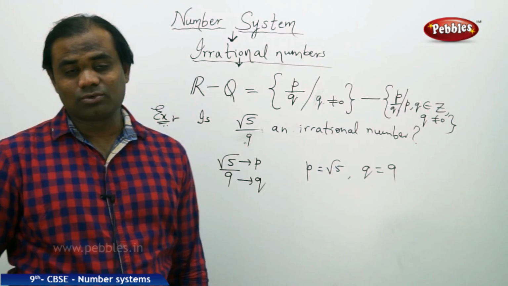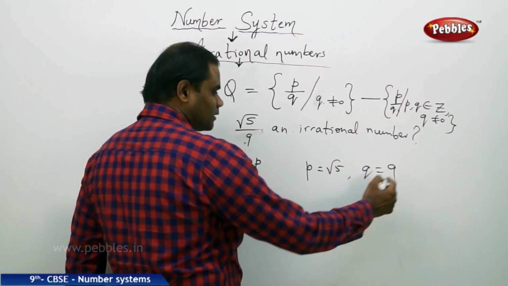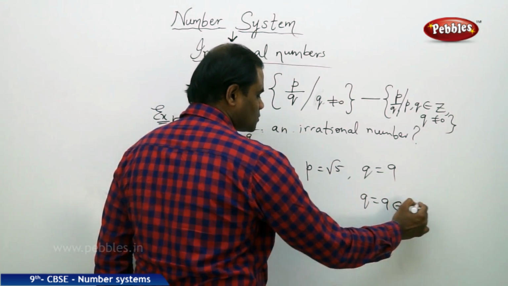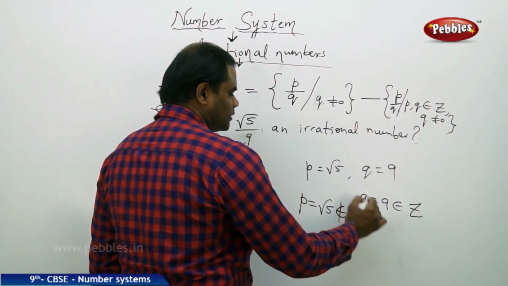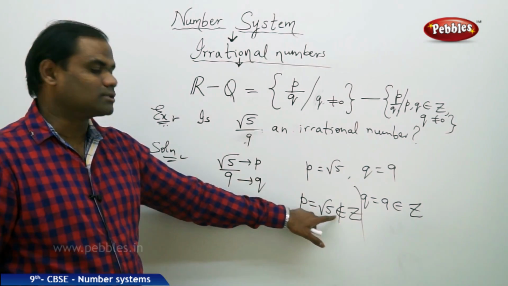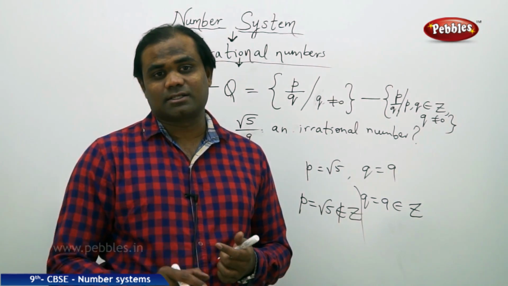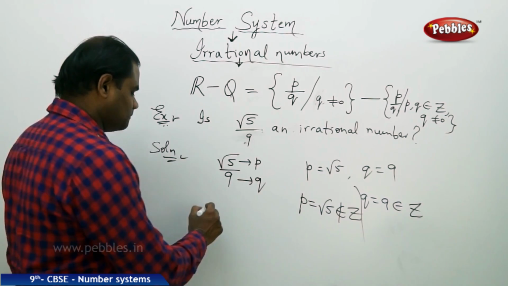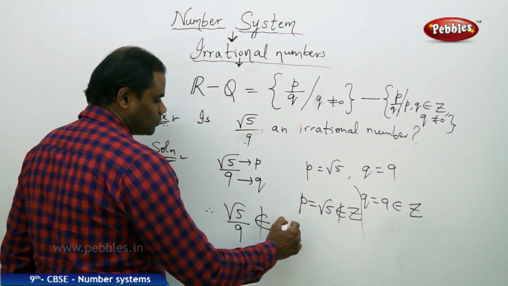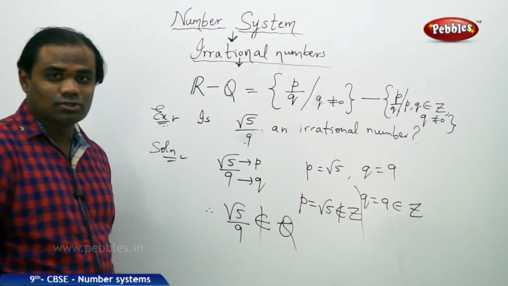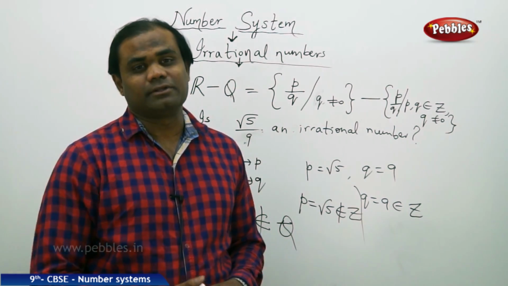So let me put this to the two tests of the rational numbers. With test number 1, I clearly identify that q equal to 9 belongs to Z, but p equal to root 5 cannot be an integer. Therefore, my p equal to root 5 does not belong to Z. Therefore, this number root 5 over 9 fails the first test for a rational number. And therefore, root 5 over 9 does not belong to Q. It is not a rational number, so it is an irrational number.